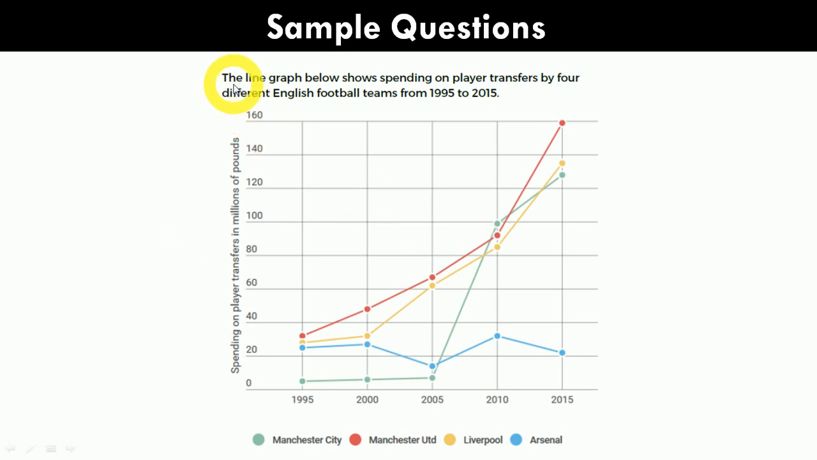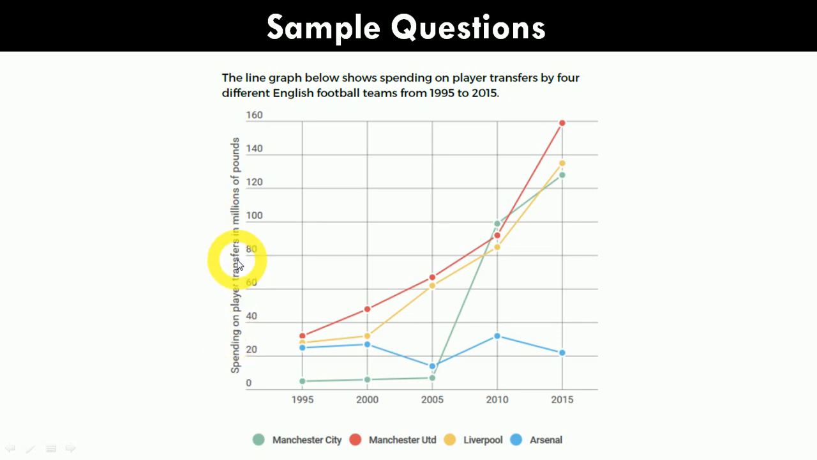The question is, the line graph below shows spending on player transfers by 4 different English football teams from 1995 to 2015, right? Now whenever a graph is presented to us, the first thing we look at is the axis. Here we can see on the x-axis we have different years: 1995, 2000, 2005, 2010 and 2015. On the y-axis we are given spending on player transfers.